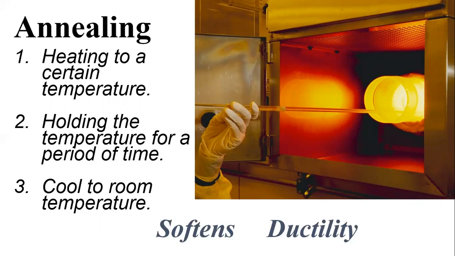Okay. And in general, annealing is the opposite of hardening. Hardening, as the word tells you, will harden the metal, and annealing will soften it. It softens the metal so much that it gives the metal ductility.